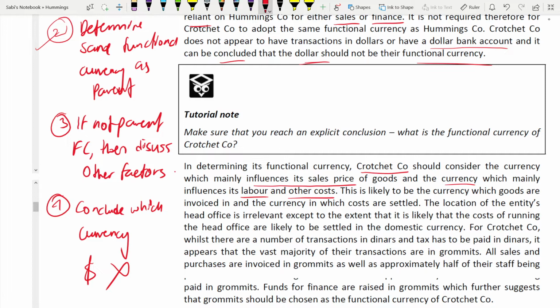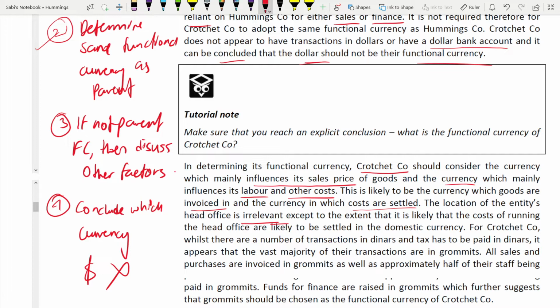So this is likely to be the currency in which goods are invoiced. If your goods are invoiced in a particular currency, then that currency could be the functional currency. And also for the cost. Both for invoice and the cost. Okay. What about the location? Remember they have given you the location, the head office that they are using Dinar. So in this case, the location of the entity's head office is irrelevant. If you write this also, you will get points.